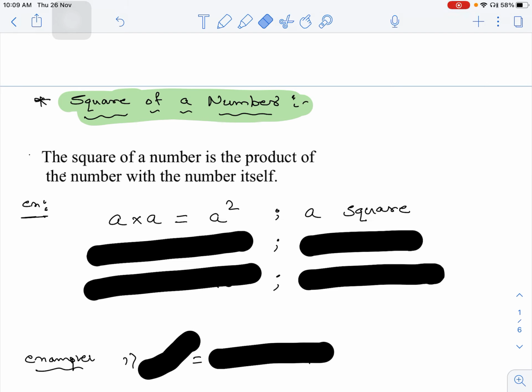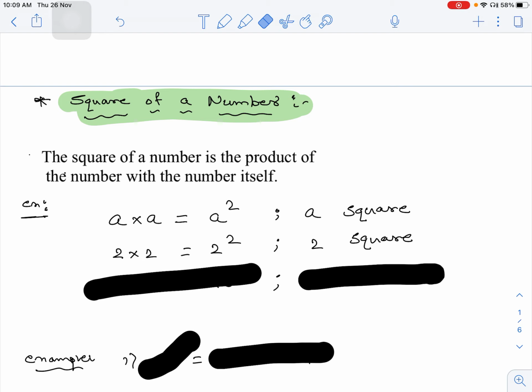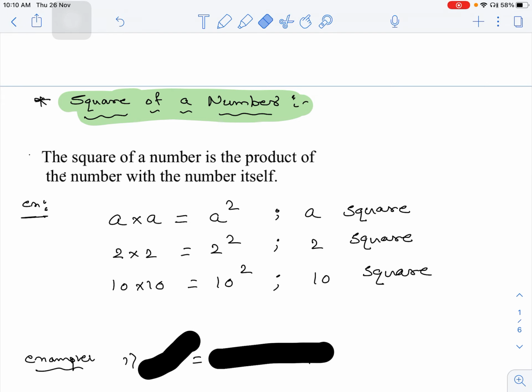Okay, let us consider the next one. Now here a number is there, 2. It is multiplied again with itself. So we can say that it is nothing but 2 square. Okay, we can read it as 2 square. Next example, it can be seen. Now here 10, a number is there, it is multiplied by itself, so we can write it as 10 square. Okay, and we can read it as 10 square.